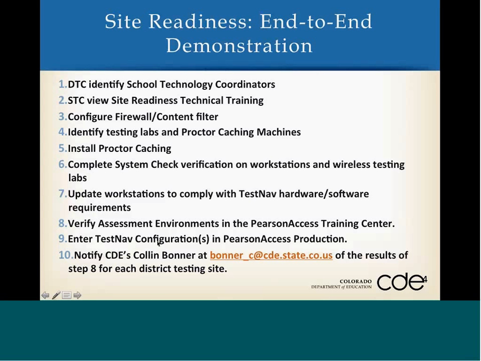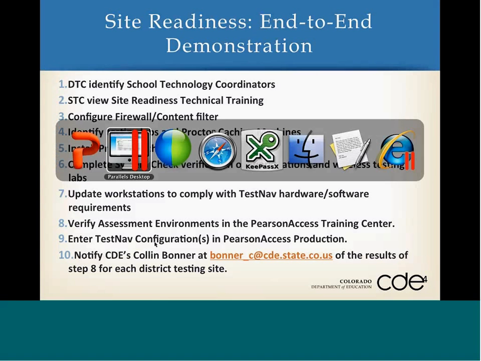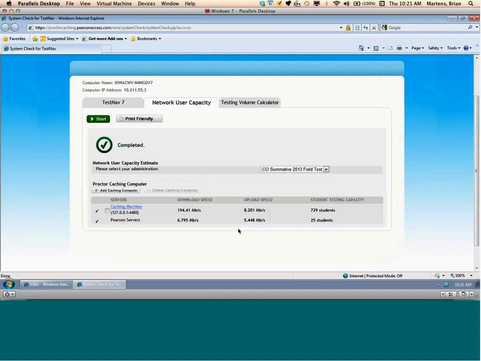So you've got proctor caching set up in your environment, but how does TestNav know how to pull that content from your proctor caching machine? How does it know where to go, where your proctor caching machine is? That's what we're going to do by putting that configuration in Pearson Access.